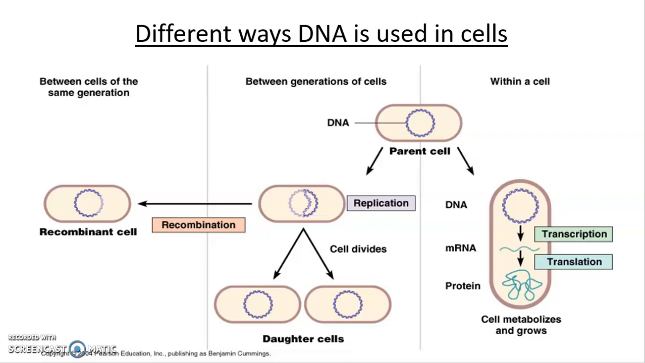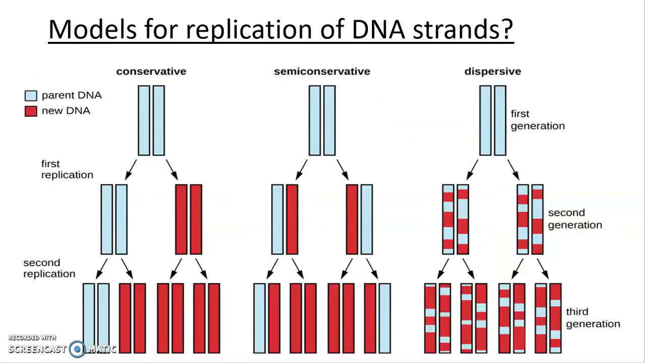But if you go back and take a look at Watson and Crick, they discovered the structure of DNA, but they actually had some problems figuring out the mechanism for how DNA replication worked. And a few people came up with some models on how it could work. They're known as conservative, semi-conservative, and dispersive DNA replication.